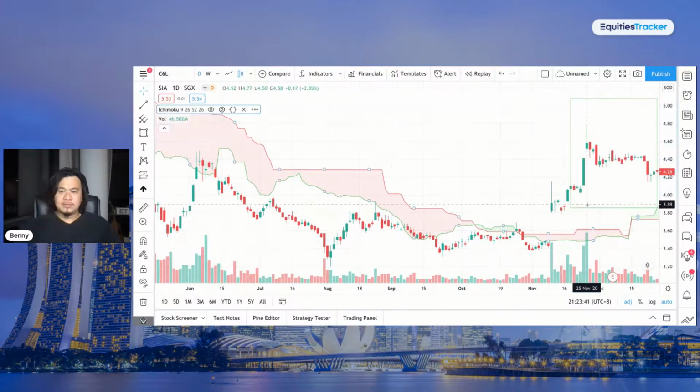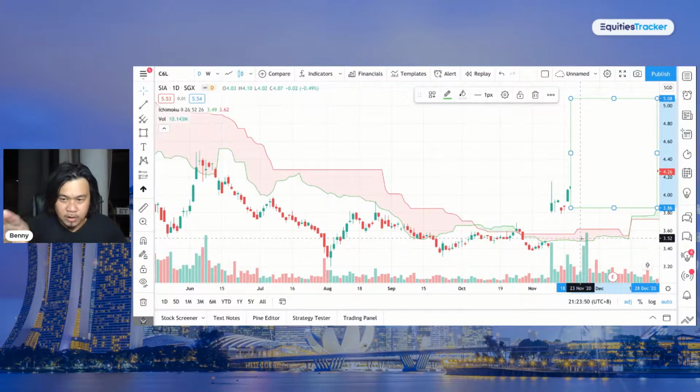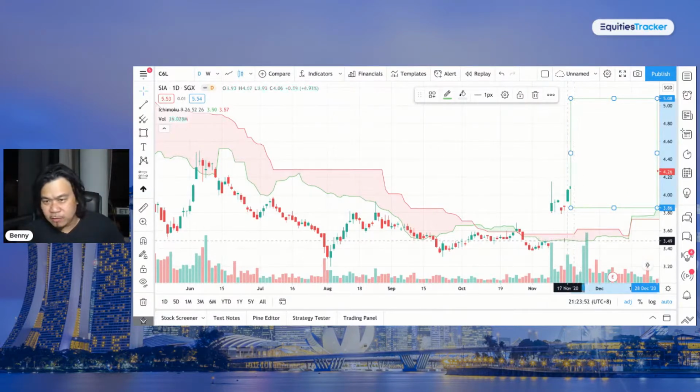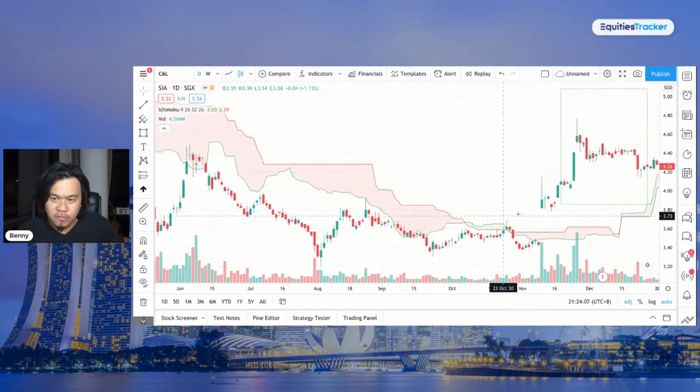Okay, so now if you look at this, the price is above the cloud, and remember, the cloud actually is plotted forward, right? And you can see that moving forward, because the price has already gone above the cloud, it starts to turn green. Right here, it starts to turn green. It means that we're going to expect the trend to continue going up, as long as the price is above the cloud. So as we move forward, right?